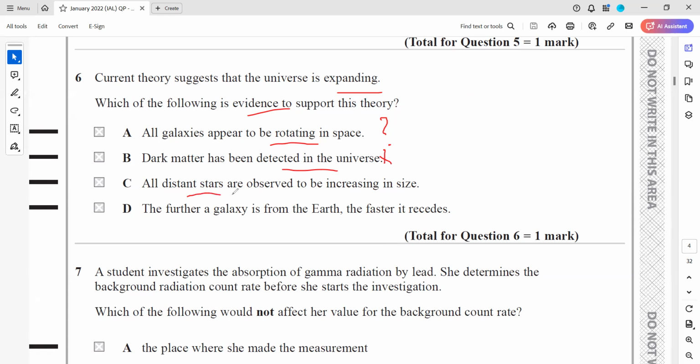All distant stars are observed to be increased in size. They are not increasing in size. The distant stars or galaxies appear to move away from us. The further the galaxy from the Earth, the faster it recedes. The recession velocity is directly proportional to the distance. Those galaxies which are far are moving much faster, which is also Hubble's law.